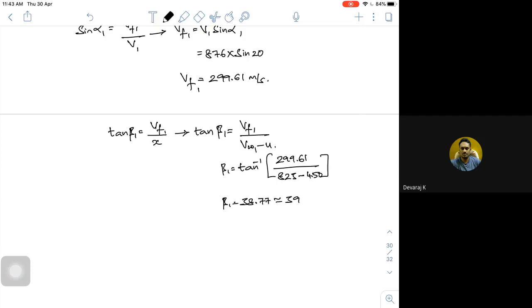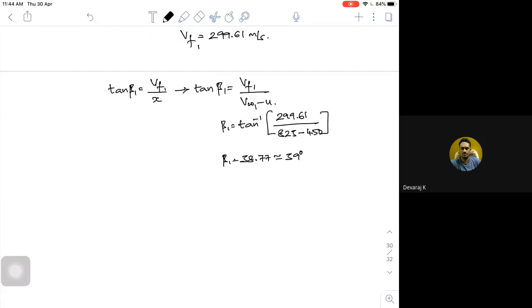Maybe graphically you may get it. Graphically, you may get a similar number. If you do it graphically, you may get around 39 or 40 degrees, maybe 1 degree variation there. Okay. Now beta 1 is equal to beta 2, this being an impulse turbine. So I got my solutions.